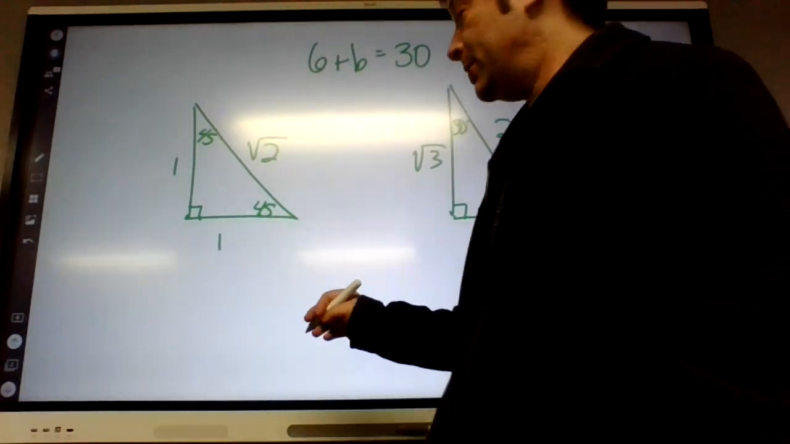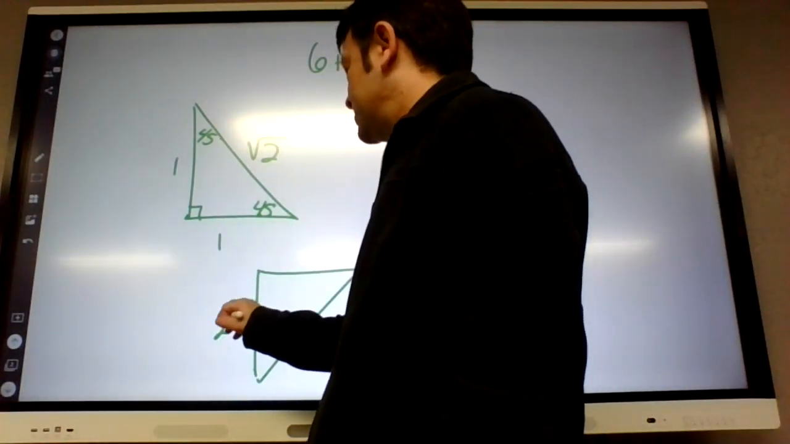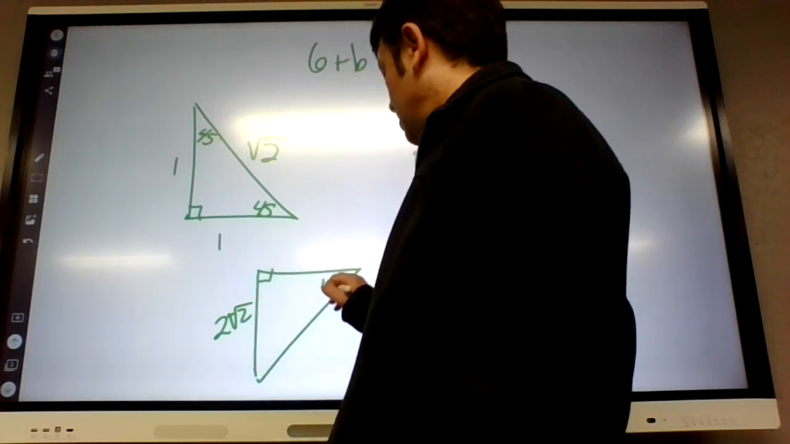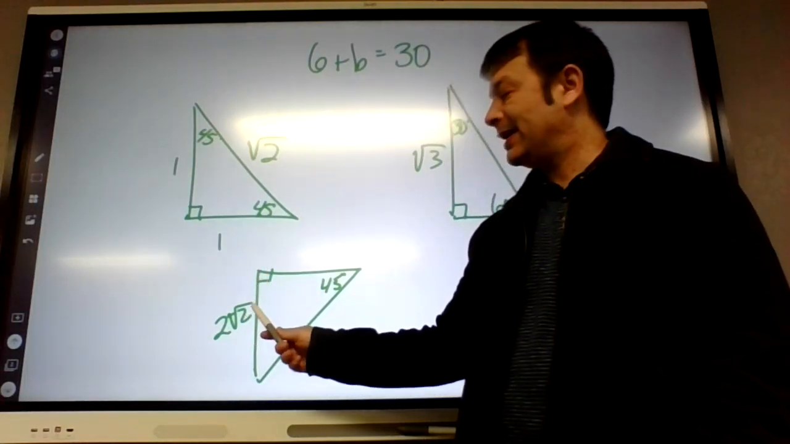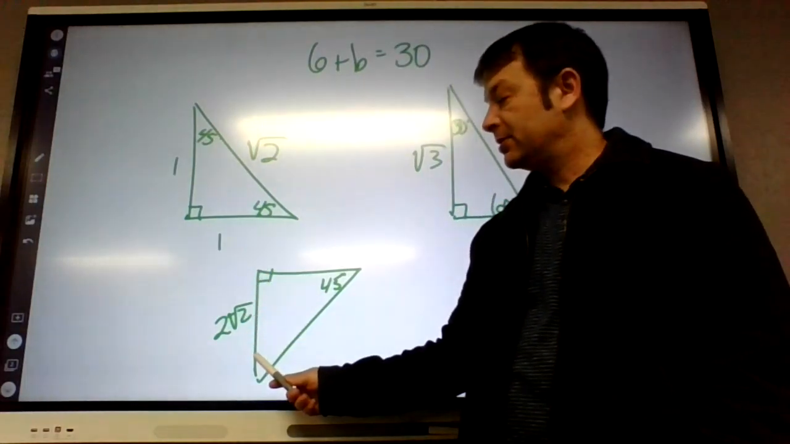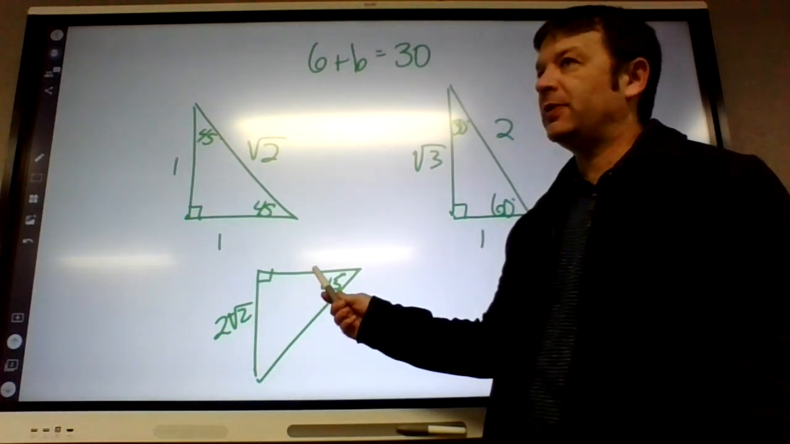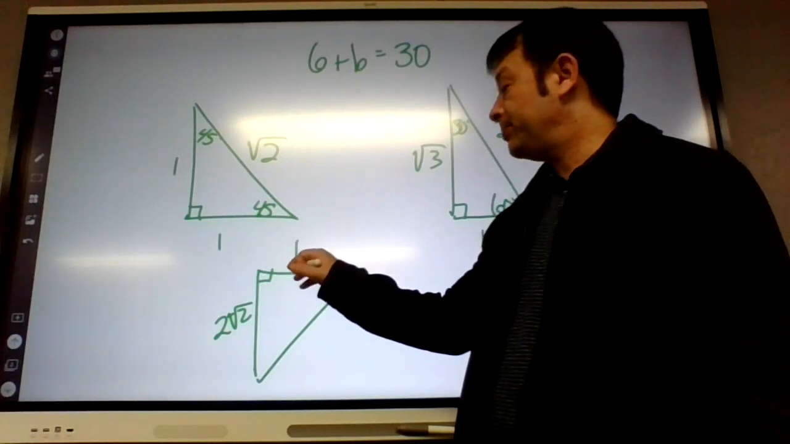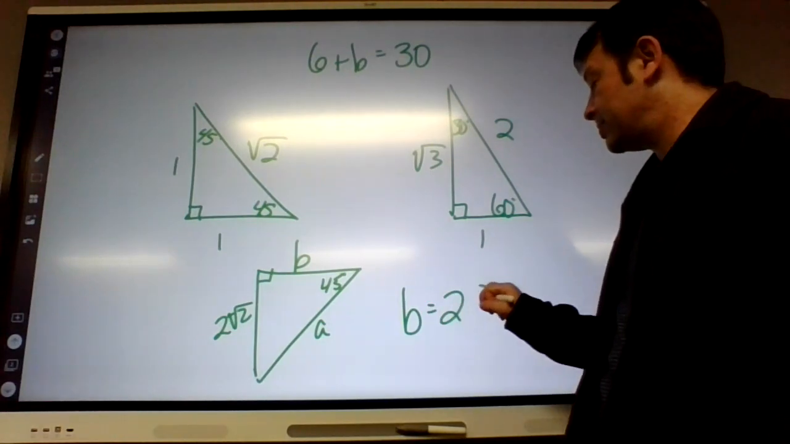On number 1, it looks like this, and we have to find the missing sides. Easy. Okay, so 2 square root of 2 is a leg. So what does the other leg have to be on a 45, 45, 90? Same thing, 2 square root of 2. So they call that B, and this one A. So B is also going to be 2 square root of 2.